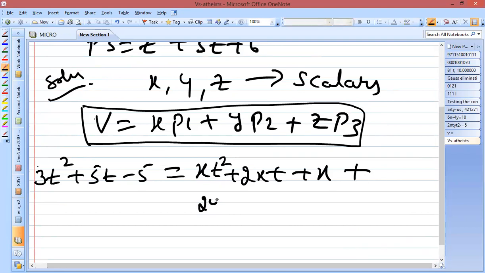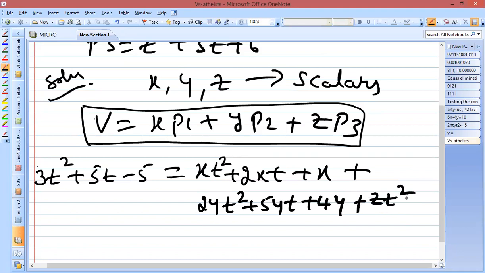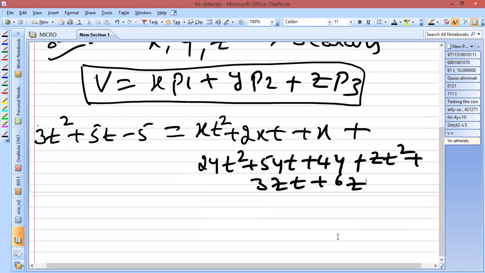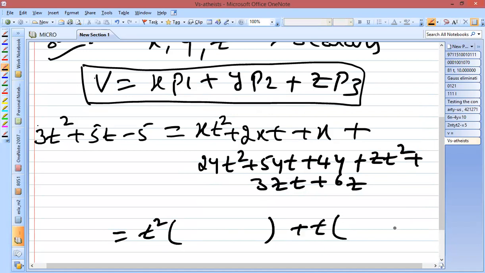2yt square plus 5yt plus 4y. Very good. Plus 3z. zt square plus 3zt plus 3zt plus 6z. So now, in the next step, separate the terms of t square and t and then constant.